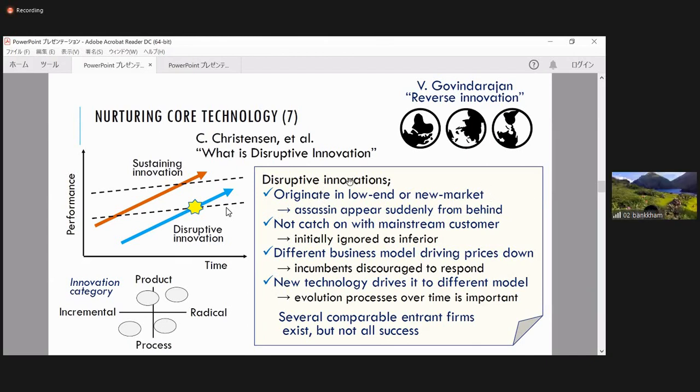Sorry, teacher. Yes, Mr. Bankam. Question: how important is semiconductor for the technology in the world? How important is semiconductor technology in the world? Yes, you mean now?